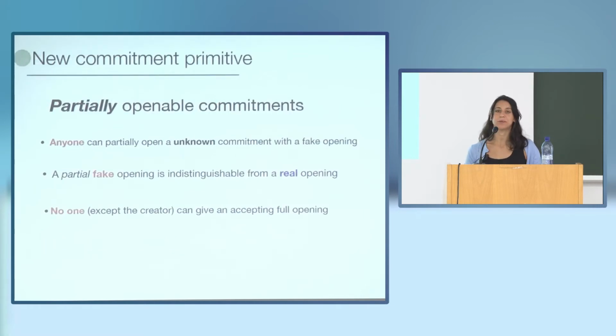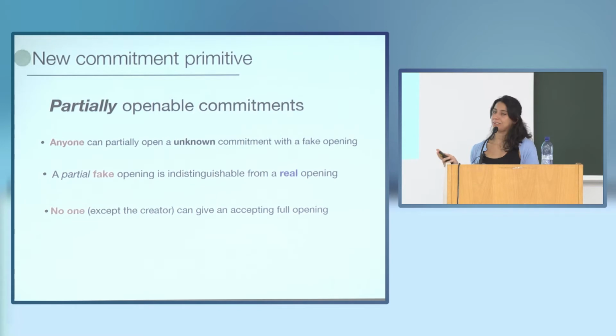You come up with a new commitment primitive, which makes sense for this setting, which we called partially openable commitment. This is a commitment scheme that anyone can open partially. So I can see a commitment of other people, and I can open some parts of the commitment in a way that is indistinguishable from what a real commitment would look like. But of course, I should not be able to give a full opening. So binding should still hold.